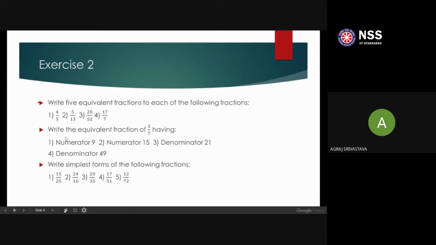The simplest form of the following fractions: 15 and 25 have their HCF as 5. On dividing, you get 3 by 5. 24 and 16 have their HCF as 8. So the simplest form is 3 divided by 2.